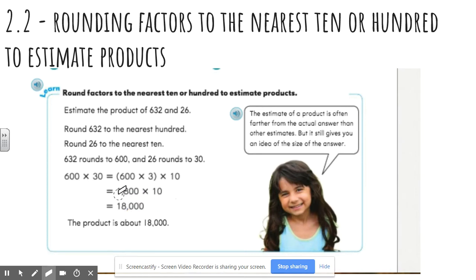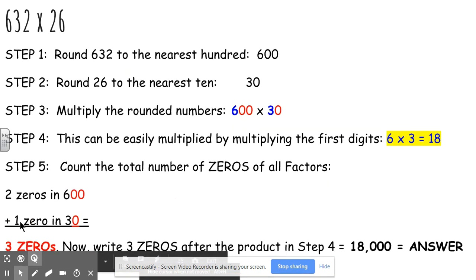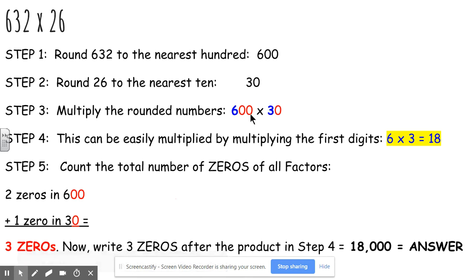Now I'm going to show you the other method, which is very similar. You don't have to write all of this down, just the last part. This time I did 600 times 30 directly. If you look at step 4, 600 times 30 can easily be multiplied by multiplying the first digit. 6 times 3 equals 18. And as I said in the last slide, count the total number of zeros of all factors. 2 zeros in 600, 1 zero in the 30. There are 3 zeros, so our final answer is 18,000, as we had said. Very good.